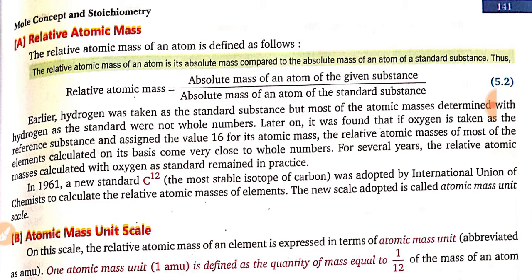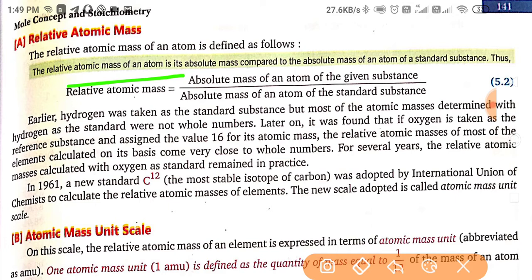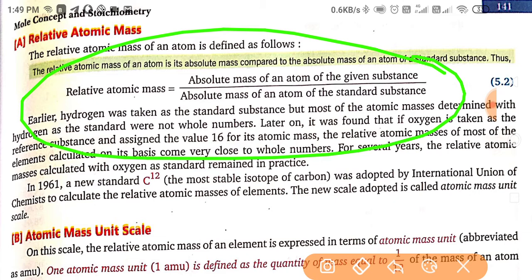The relative atomic mass of an atom is defined as follows. Relative atomic mass of an atom is its absolute mass compared to the absolute mass of an atom of a standard substance. Thus, relative atomic mass is equal to the absolute mass of an atom of the given substance upon the absolute mass of an atom of the standard substance.